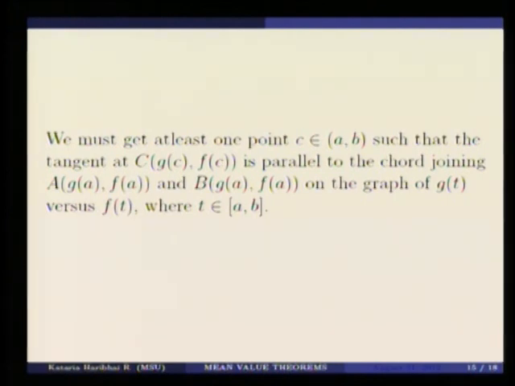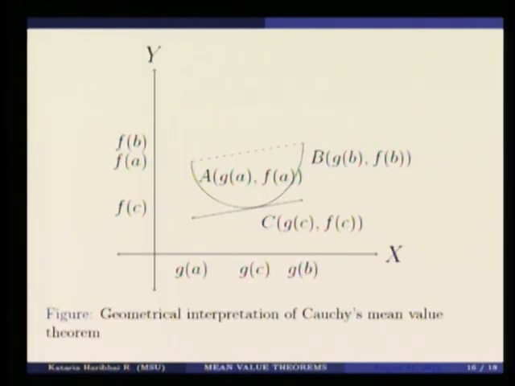So, we must get at least one point on the curve at which the slope of the chord joining A and B equals the slope of the tangent, and here in the figure we will see this, that there is a point C at which the tangent is parallel to chord AB.